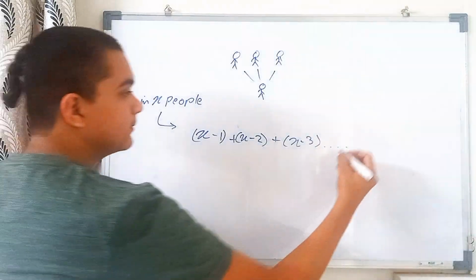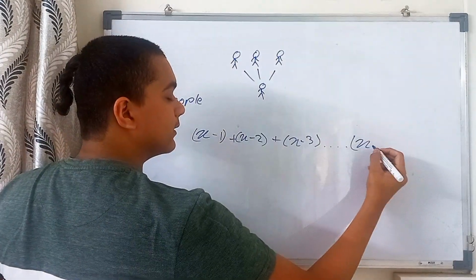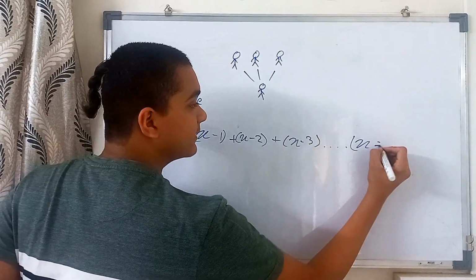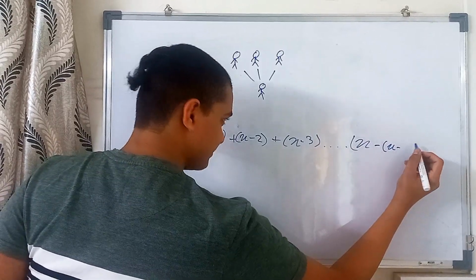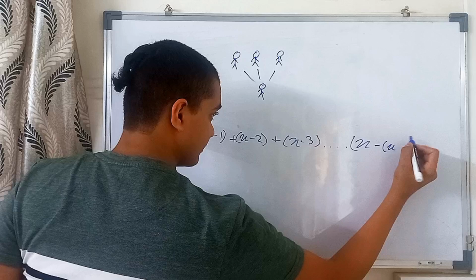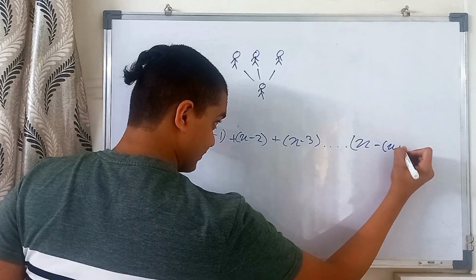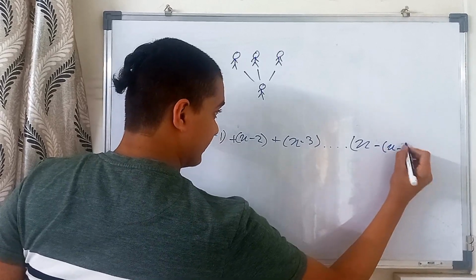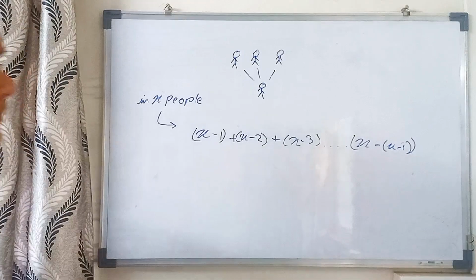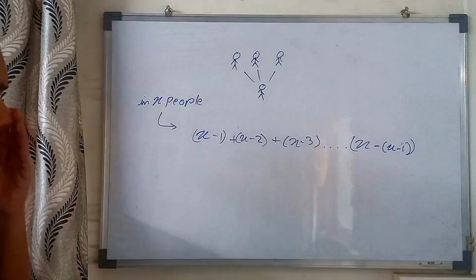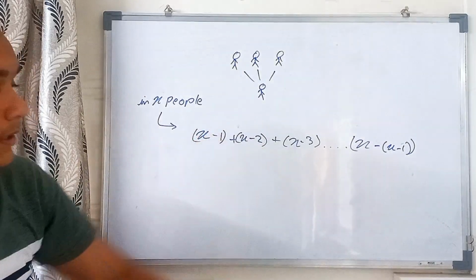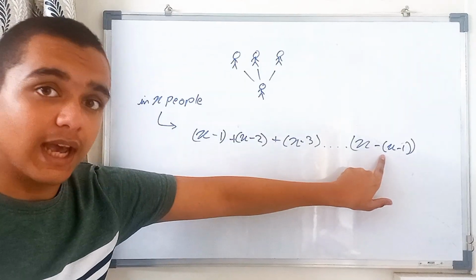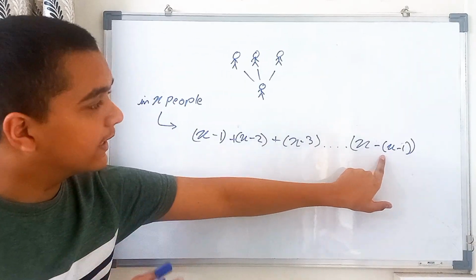Until a time comes when there is x minus x minus x minus 1 people in the room. So that means that almost everyone has shook their hands except for the last person. This is the number of handshakes for the last two people shaking the hand.